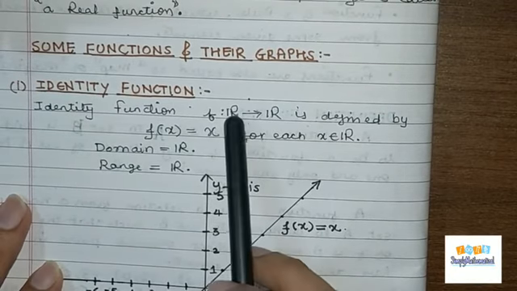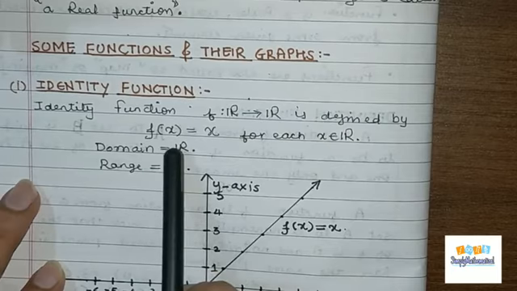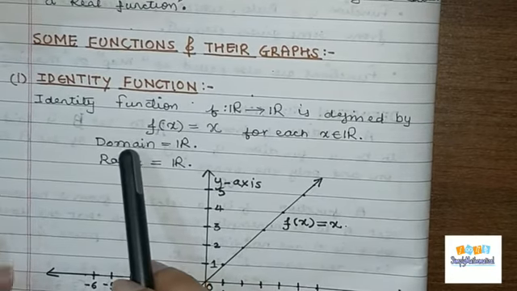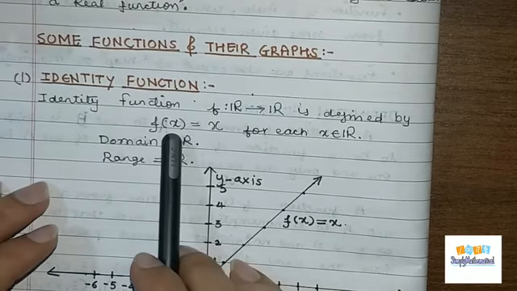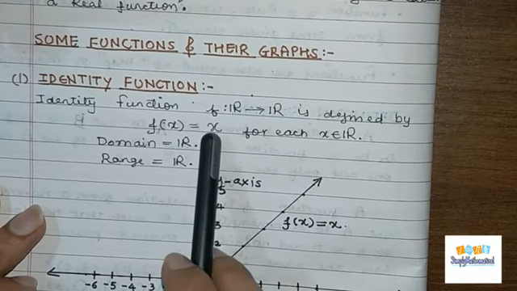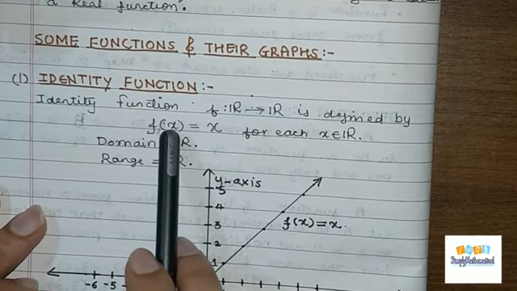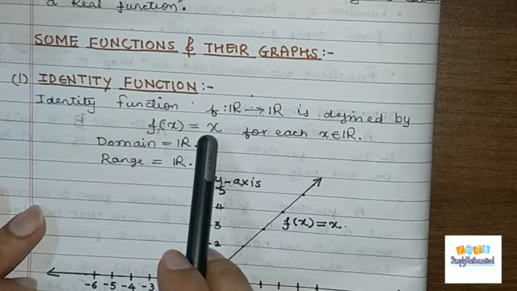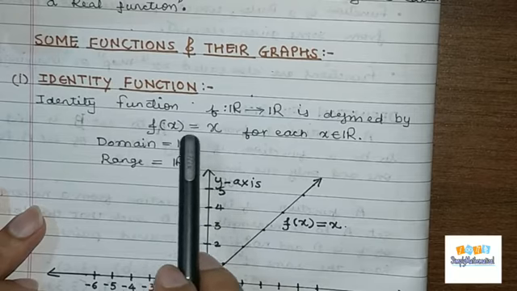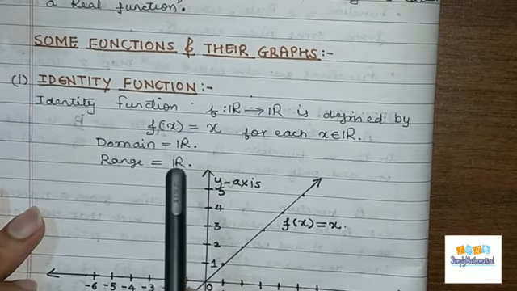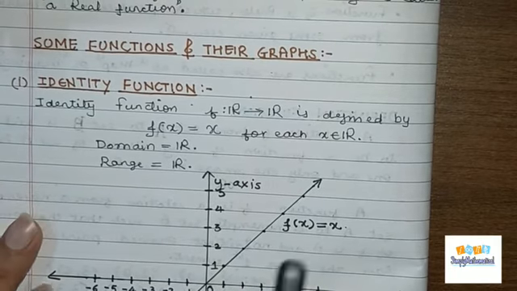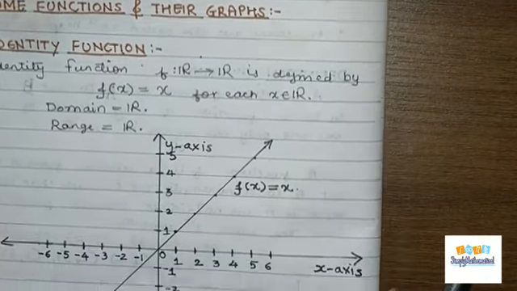So the identity function f from R to R is defined by f(x) = x for each x belongs to R. You can see that we can take any x in the real numbers. So the domain will be the real numbers and the range will also be the real numbers, because if you take x, you are getting back x. That is why it is called the identity function. So f(x) = x gives back the element. If the domain is R, then the range will also be R.